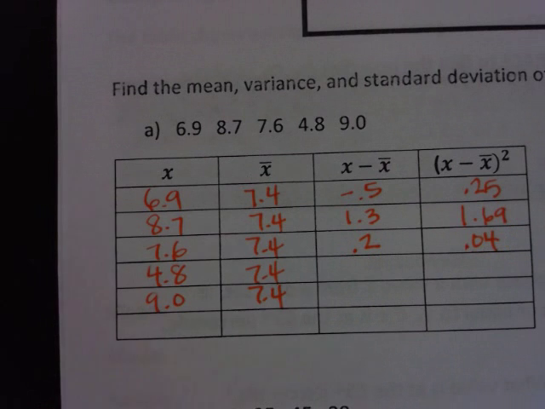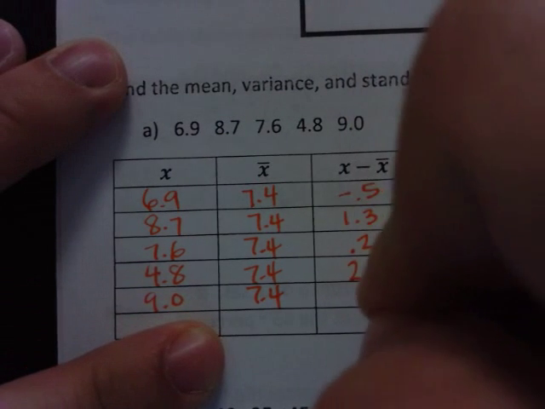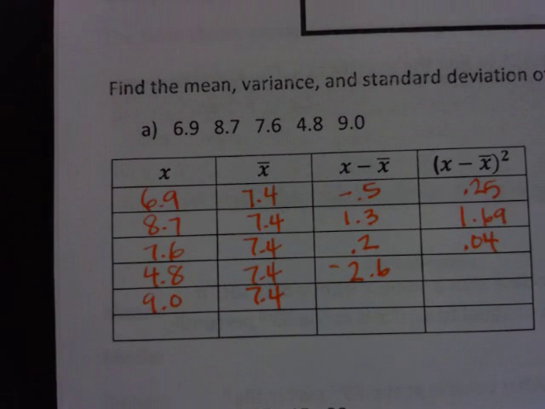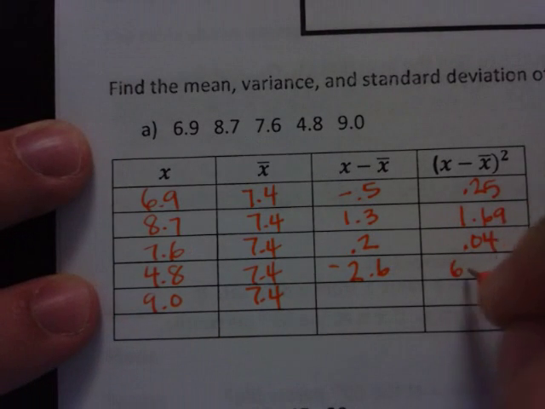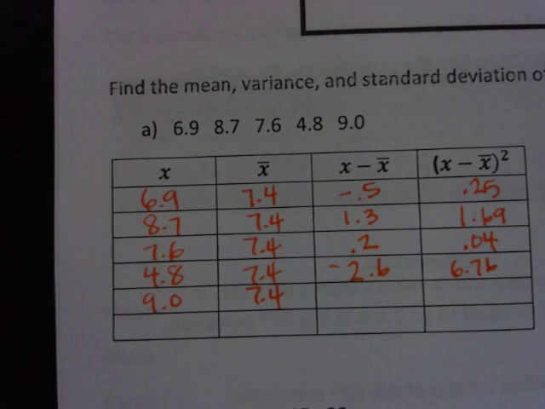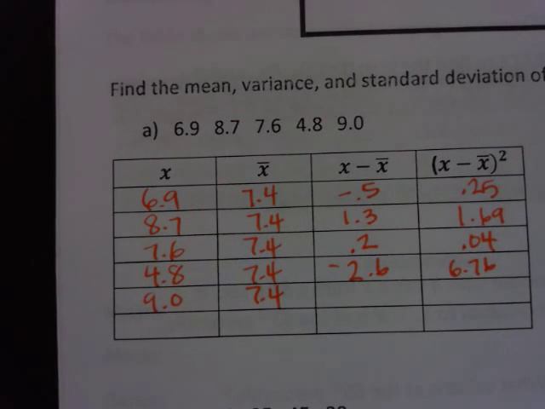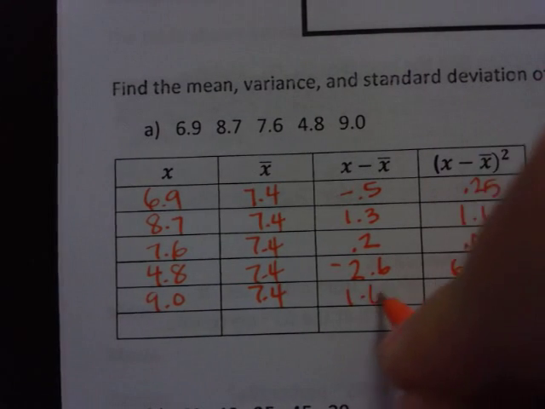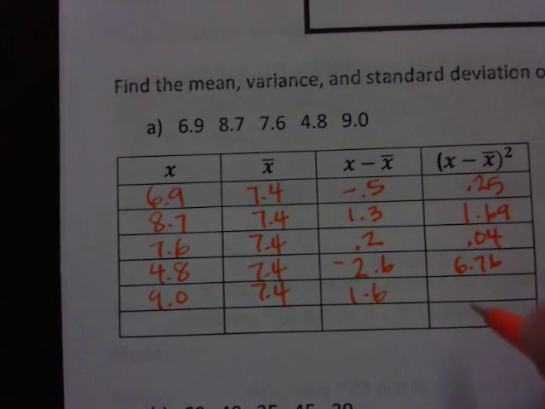4.8 minus 7.4 is negative 2.6, but we don't care about that. Square that, we get 6.76. Subtract 7.4 from the last one to get negative 1.6, and square it, you get 2.56.